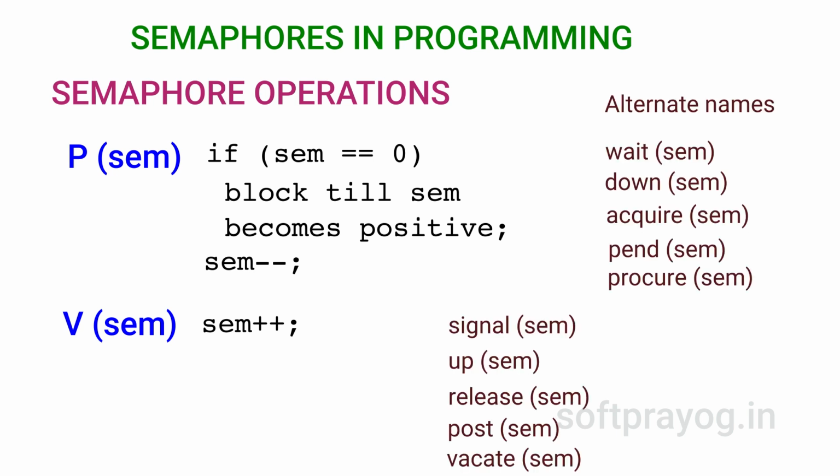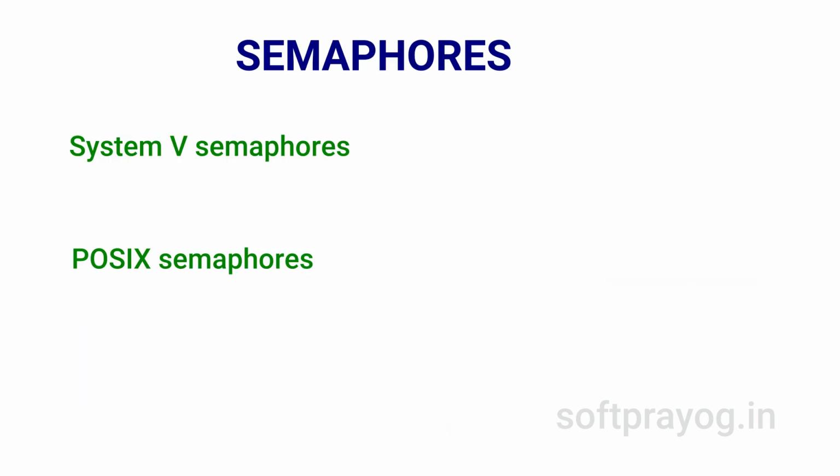There are alternate names for P and V operations. These are wait and signal, down and up, acquire and release, pend and post, and procure and vacate. There are two kinds of semaphores: System V semaphores and POSIX semaphores. System V semaphores have been a part of Unix systems since the early 1980s, and these are also available in Linux.